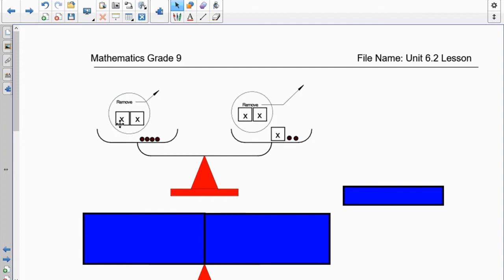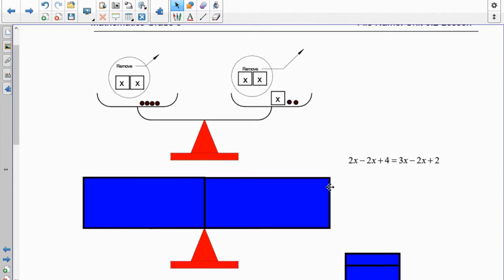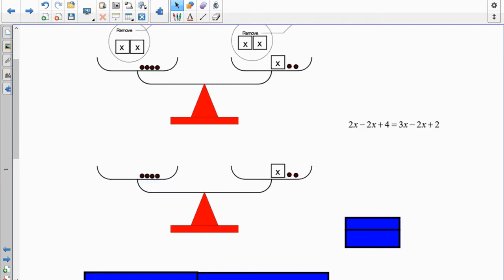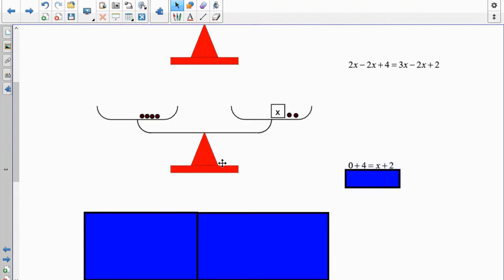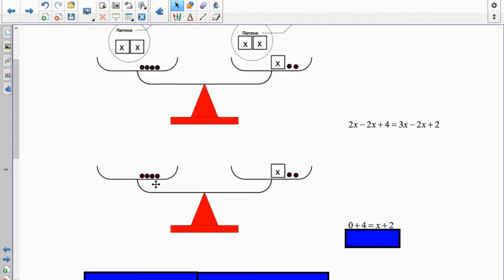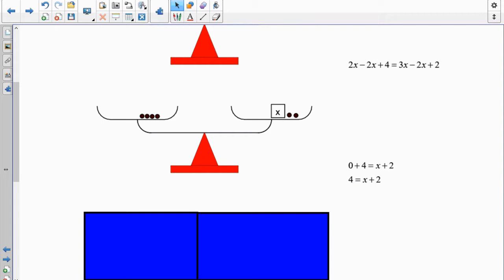So that's what I've done here. I've taken away two x's from the left and two x's from the right. And this is what it looks like symbolically. 2x, take away 2x, plus the 4 we still have here, is equal to 3x's, take away 2 of them, plus the 2 right there. So when I'm done, this is what it looks like when you draw it. Left-hand side, my x's are now gone, but I have my 4 little ones there. Right-hand side, I've got my x, and I've got 2. So I've now got 0 plus the 4 is equal to x plus 2. If I simplify it, it means 4 is equal to x plus 2.